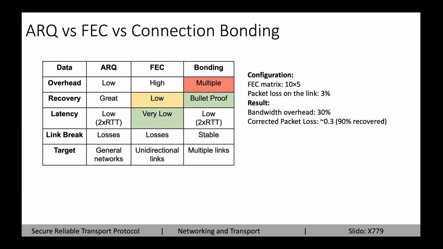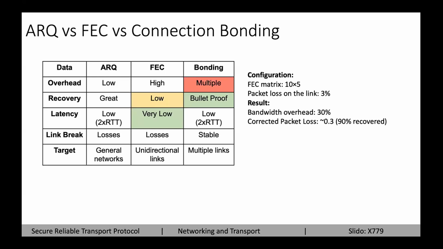For FEC, it's relatively low. FEC can recover low losses. Based on our experiments, if you have packet losses of 3%, you can get most of your packets recovered, but still some amount is not recovered. If you go above these values, then the matrix is distorted very much and you don't have enough control packets to recover it. And in case of bonding, you just have redundancy and you have bulletproof packet recovery.